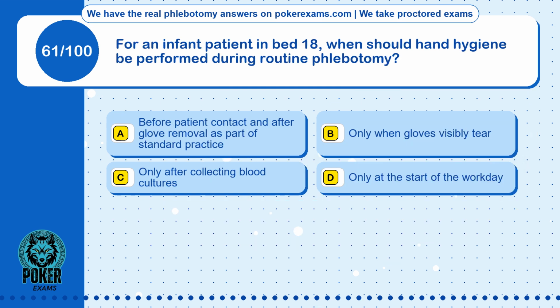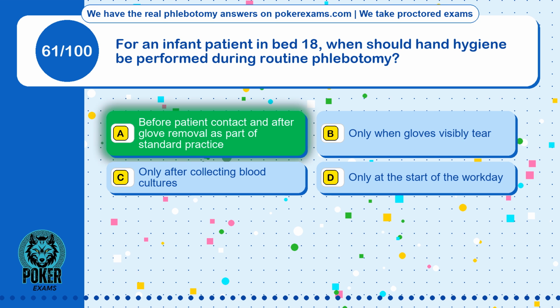Question 61. For an infant patient in bed 18, when should hand hygiene be performed during routine phlebotomy? Option A. Before patient contact and after glove removal as part of standard practice. Option B. Only when gloves visibly tear. Option C. Only after collecting blood cultures. Option D. Only at the start of the workday.